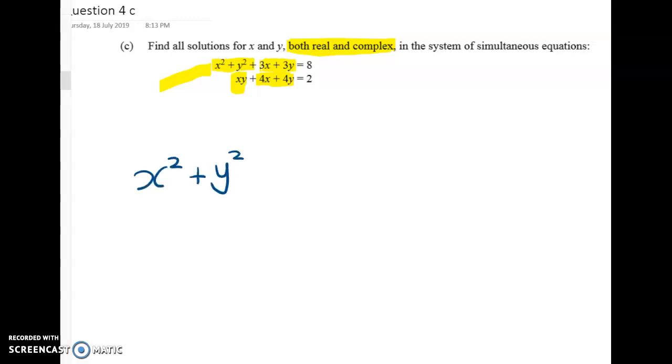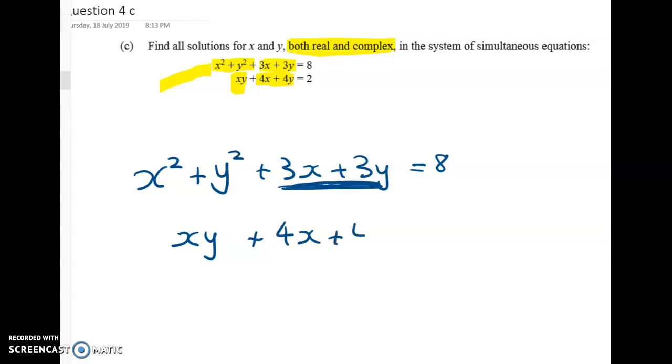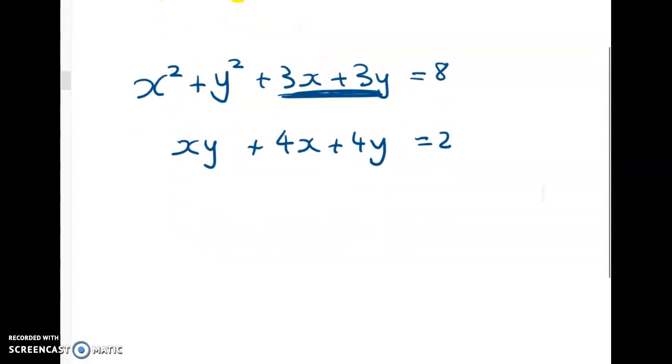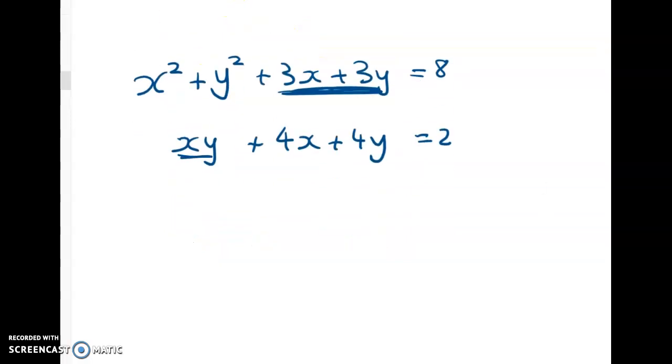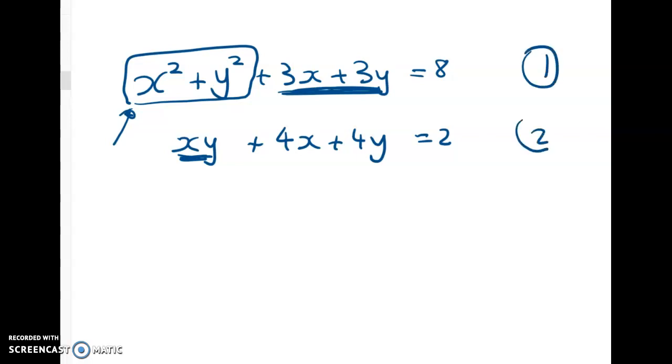We've got x squared plus y squared, which I don't like, but then I've got 3x plus 3y, and I can already see that this is probably going to factorise out quite nicely. In the second one, I don't like the xy term, but again I've got 4x plus 4y is equal to 2. There are lots of ways that you can proceed here, but what I spotted was that I've got an xy here, and I've got an x squared plus y squared up here. So if I complete the square up here, some good things might happen. So let's call this equation 1 and this equation 2.